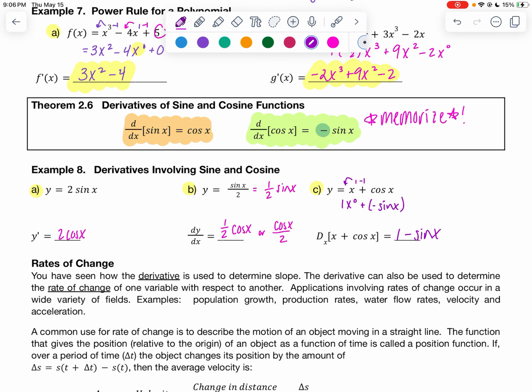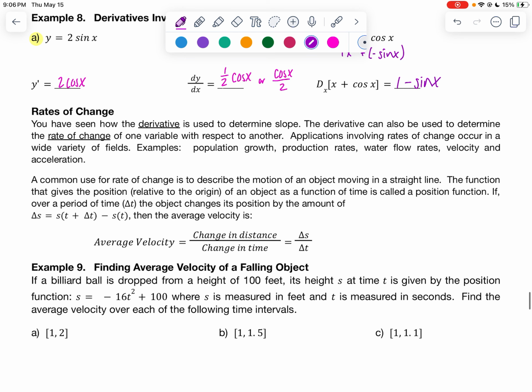All right, and then we have to talk about rates of change. You have seen how the derivative is used to determine slope. The derivative can also be used to determine the rate of change of one variable with respect to another. Applications involving rates of change occur in a wide variety of fields. Some examples are population growth, production rate, water flow, velocity, and acceleration. If you have been in physics, you've seen some of this stuff.